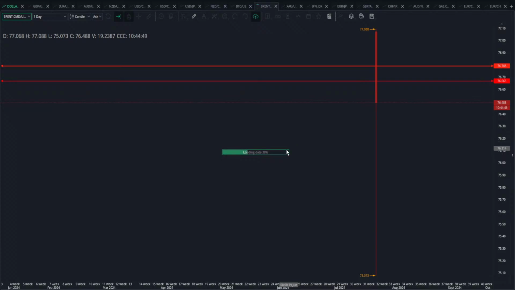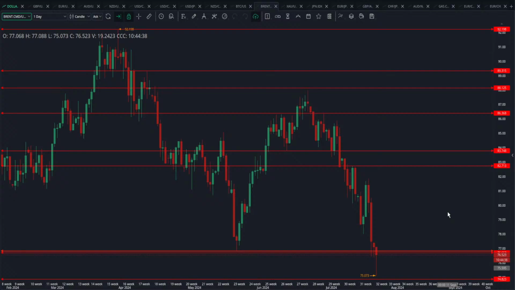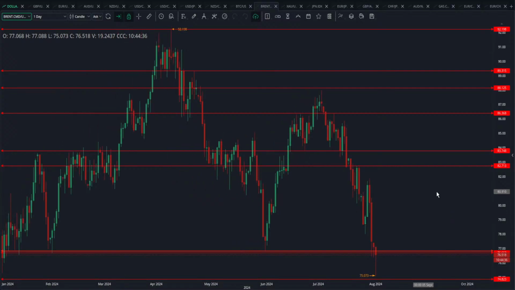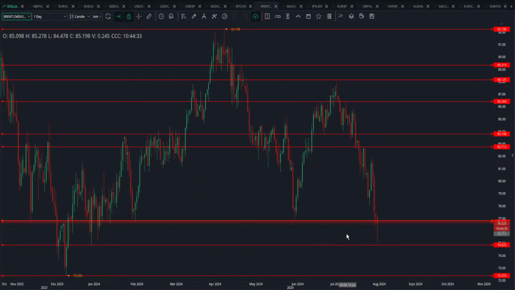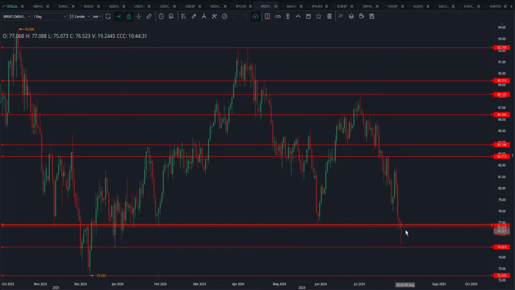Brent 76.66 was the target. I think the price opened up at 77.06 and made an intraday low of 75. Wow, what a price action, guys. I just hope that my viewers have booked their profits, because now it is not advisable to keep holding these short positions. Why am I saying so?